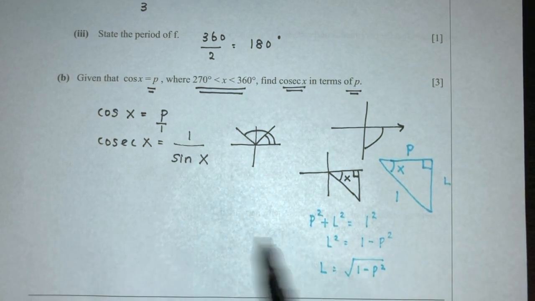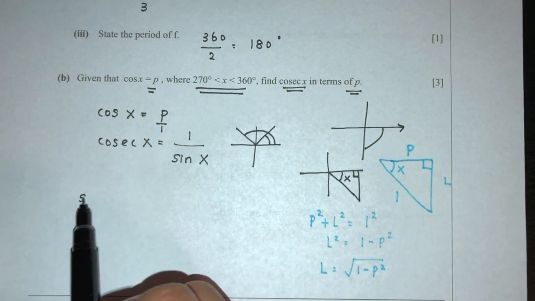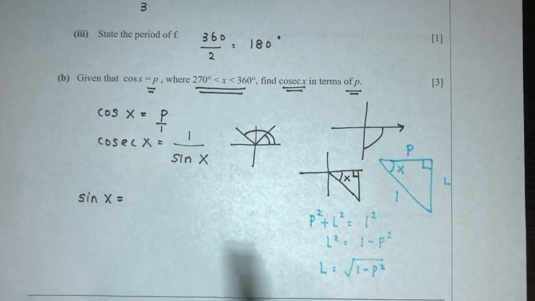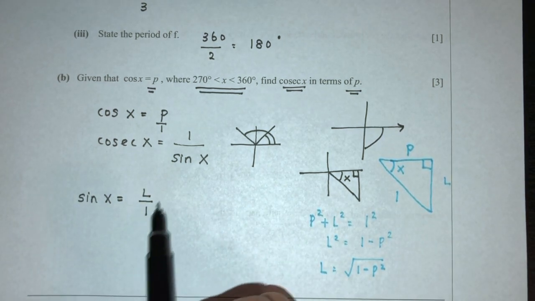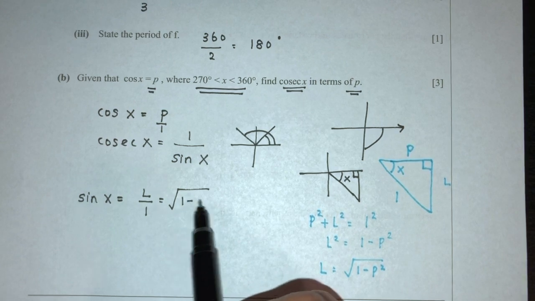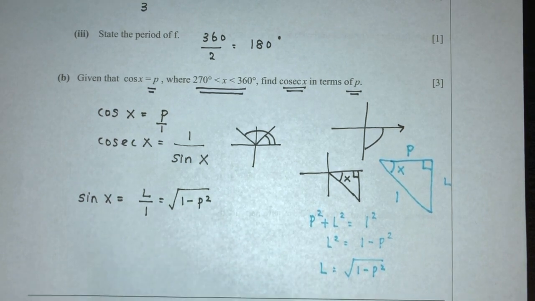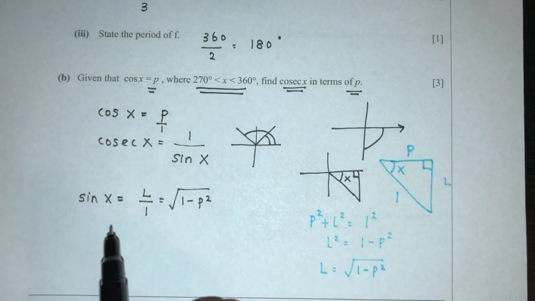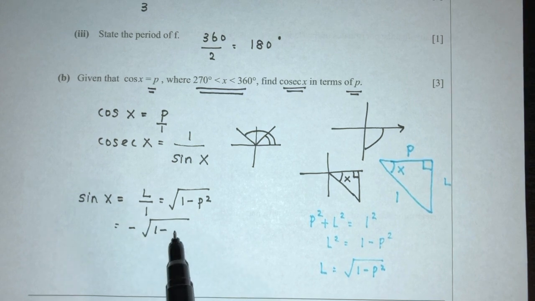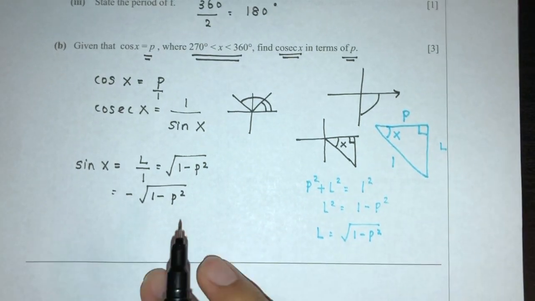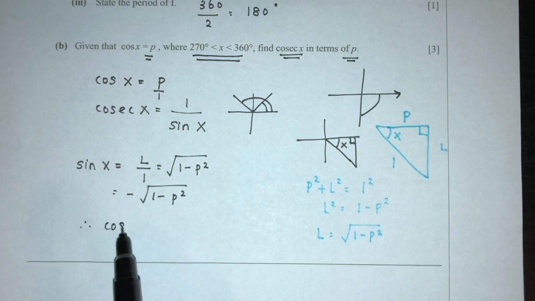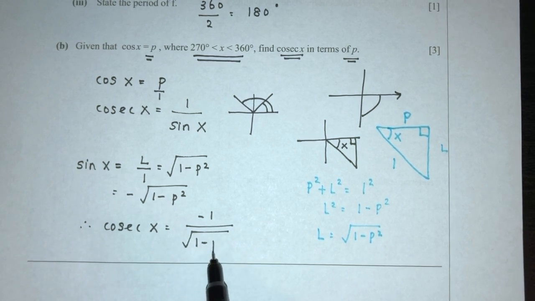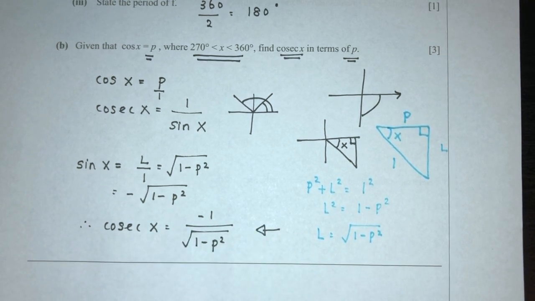Now if we have to find sine of the angle x, so from this, sine of x will be what? Will be your opposite side over your hypotenuse, so L over 1. L is given by root of 1 minus p square. Now given that it is in this quadrant, fourth quadrant, sine will be negative. It will be minus root of 1 minus p square. Now from this you can derive this. Finally, cosec x is equal to minus 1 over root of 1 minus p square. And this is your answer for part B.